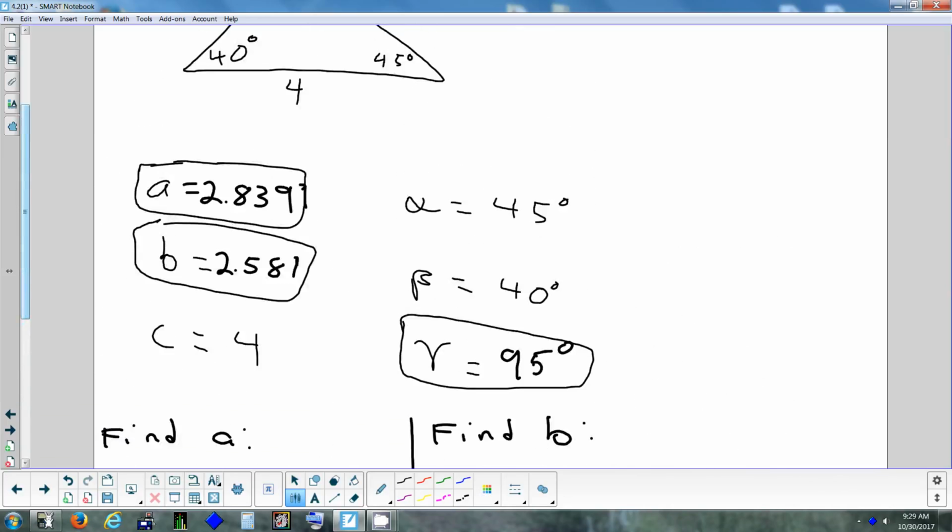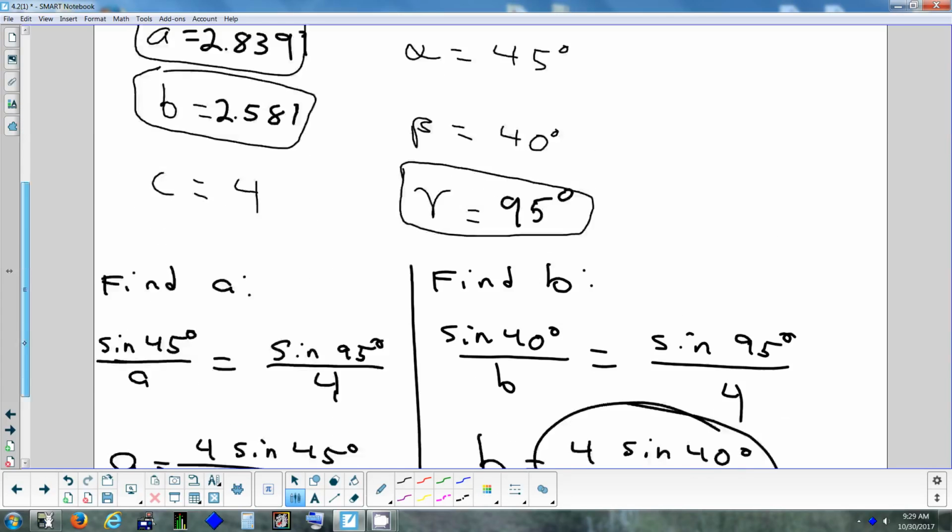Okay, it looks reasonable. It's a little bit bigger than B. Alpha's a little bit bigger than beta. What you can't do is, if one angle is double the other angle, say, oh, then that side will be double the other side. It doesn't work that way. If one angle is double, the other side will be bigger, but it won't be double.